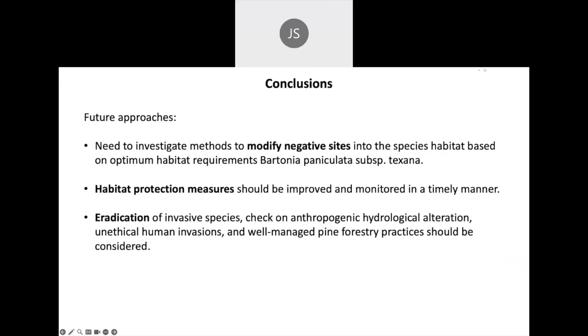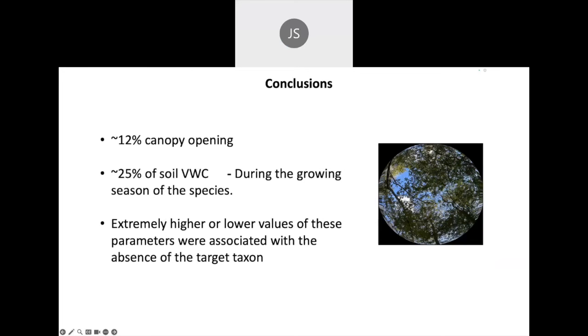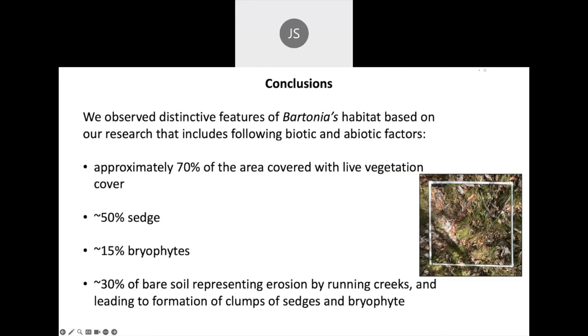The number of sedges and sphagnum and mosses seem to be some of the key characters that, if there was potential for this species, you'd want to make sure that those different ecological niches occurred. Is that correct? Yes, that is correct. So we see the 70% of live vegetation and more sedges and more bryophytes that are associated with this species.